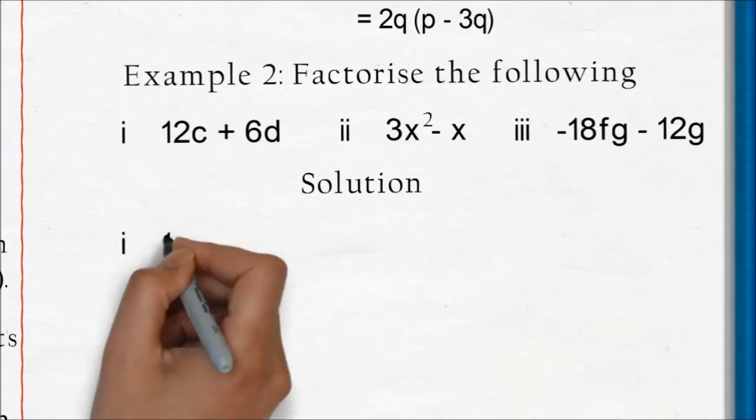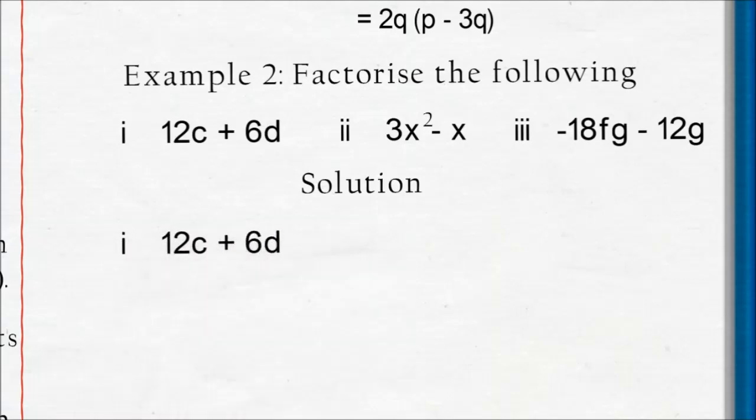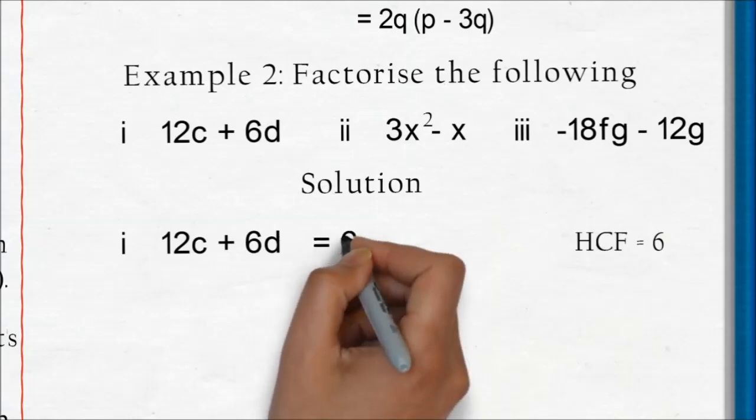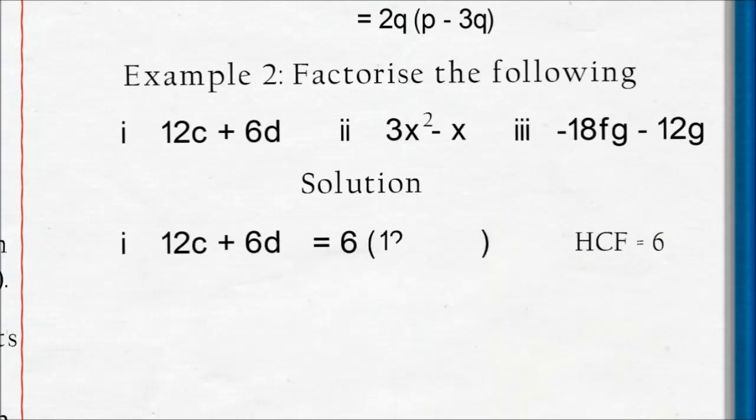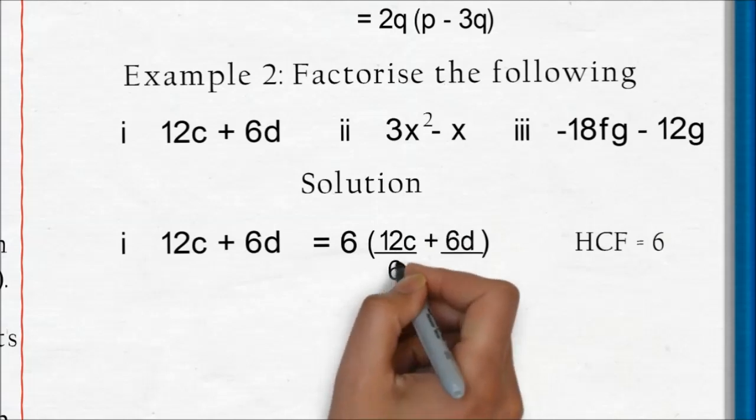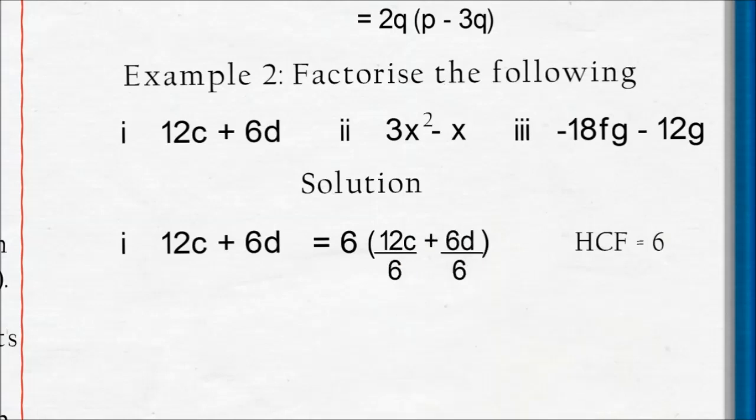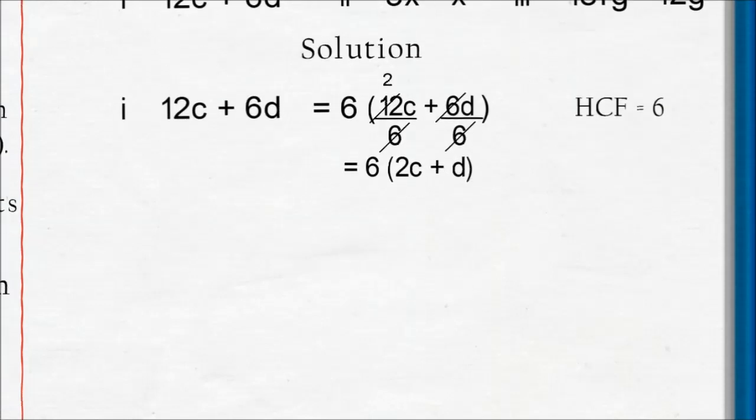Now, solution to number 1, 12c plus 6d. What would be the HCF between the two terms? That would be 6. So we simply divide the binomial expression by 6. So we have 6 outside the bracket, and then we have 12c over 6 plus 6d over 6. 6 will divide 12 and we have 2. 6 will divide 6 and we have 1, and we're left with d. So in the bracket we're left with 2c plus d. So in the end we're left with 6 open bracket 2c plus d.